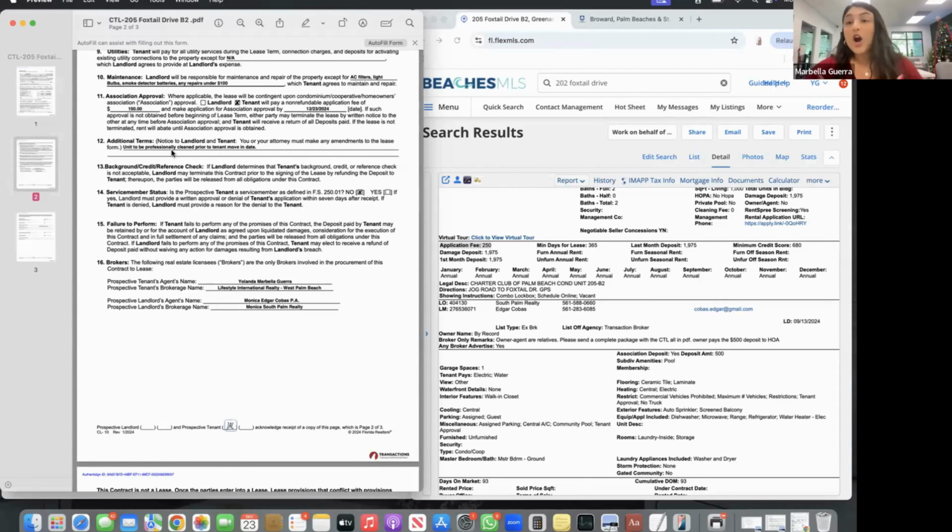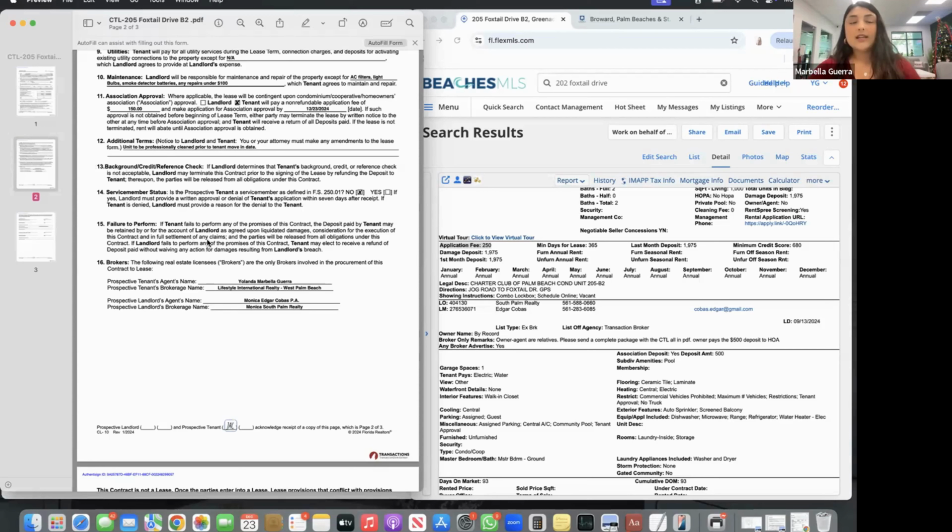Okay. If there are any additional terms that need to be added on there, well, that would be your section to put it. If there's any additional condition, if there's any additional term that's not already listed on the contract lease, you would want to make sure to put it there in that section. That's what that's for. Okay, now if we move on, 13 is just background / credit references check.